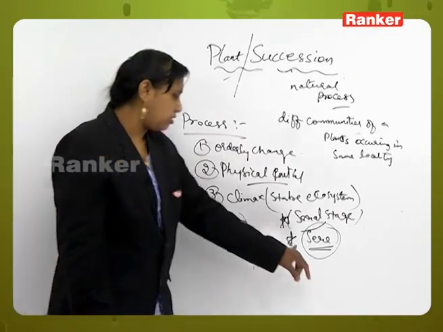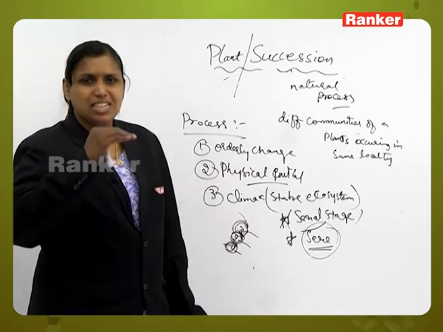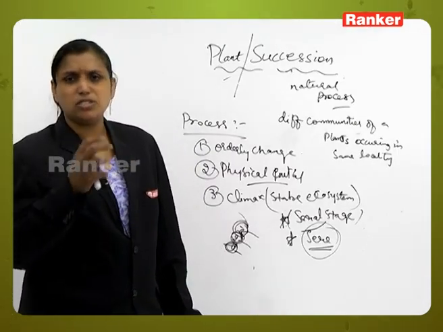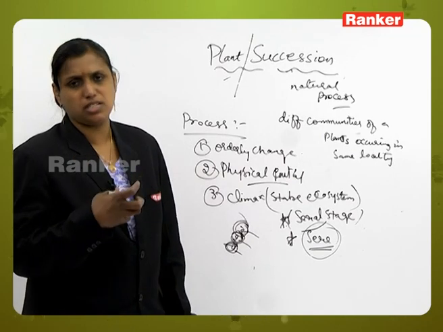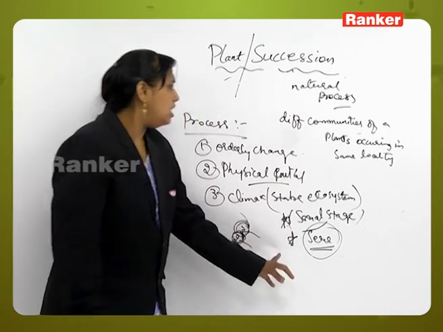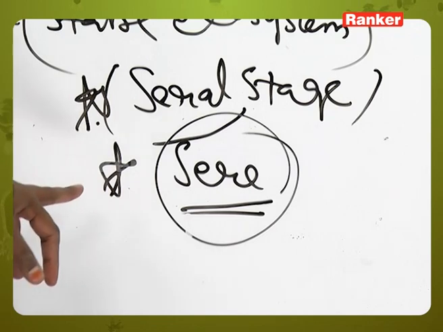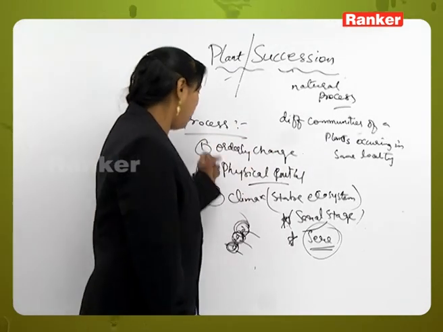Singly, in singular form, it is sere, and this is nothing but each successive stage occurring during the process of succession. Okay, one stage to another stage. So each successive phase, used for all the successive serial stages of an area, is called a sere singularly. Okay, this is about the process of succession.